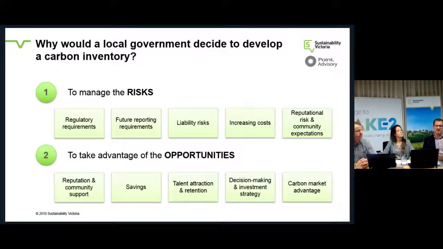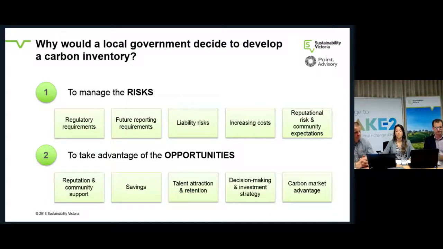But then the other message is when we think about climate change and carbon, we try not to think purely in terms of risk mitigation. We also want to think about opportunities and strengthening your organisation for the future and building that resilience to enable you to be a stronger organisation in the future.